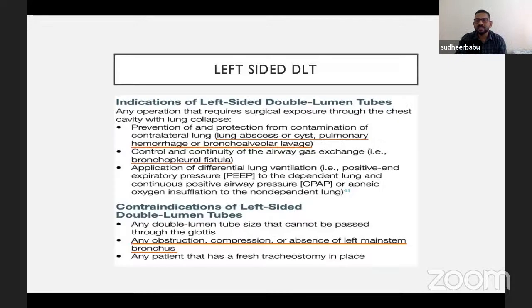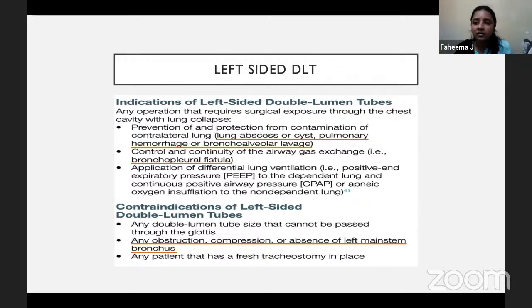So, what are the indications of DLT? Previously they used to say there are absolute indications and relative indications. Now that terminology is not used. Most of the time we prefer a left-sided DLT because the margin of safety is good for it. Why is the margin of safety better for the left-sided DLT? As the right upper bronchus originates 1 to 2 centimeters from the carina, the margin of safety is high in left-sided DLTs. Okay. So what is the only contraindication for a left-sided DLT?